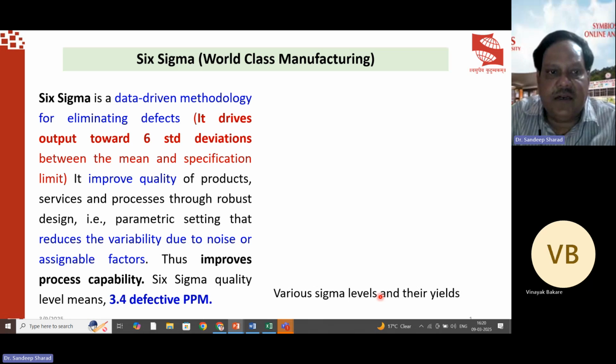Six Sigma world class manufacturing is a data-driven methodology for eliminating defects. It drives towards six standard deviations between the mean and the specification limits. It improves the quality of products, services and processes through robust design, that is parametric setting, that reduces the variability due to noise or assignable factors, and thus improves the process capability. Six Sigma quality level means 3.4 defects per million.